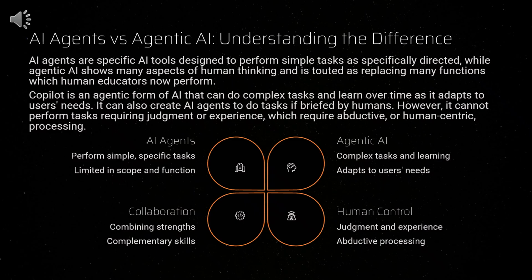Hanson's model does not show the difference between AI agents and agentic AI. AI agents are specific AI tools designed to perform simple tasks as specifically directed, while agentic AI shows many aspects of human thinking and is touted as replacing many functions which human educators now perform. Copilot is one of the better-known forms of agentic AI. However, it cannot perform tasks requiring judgment or experience, which require abductive or human-centric processing.